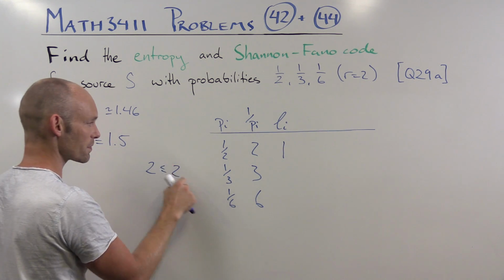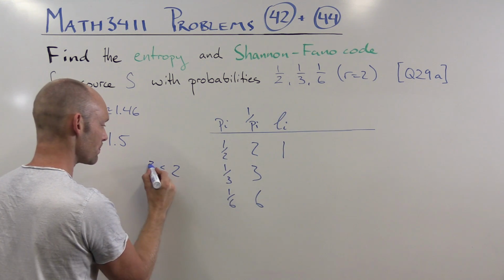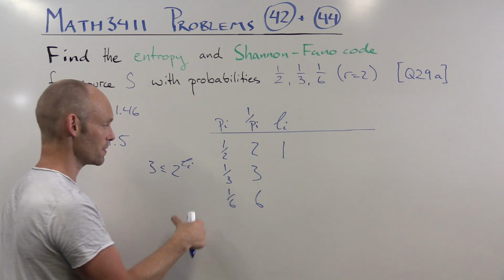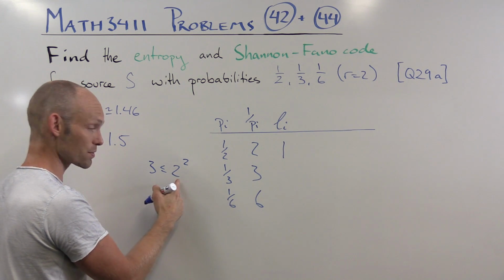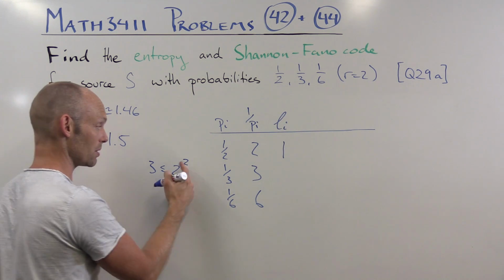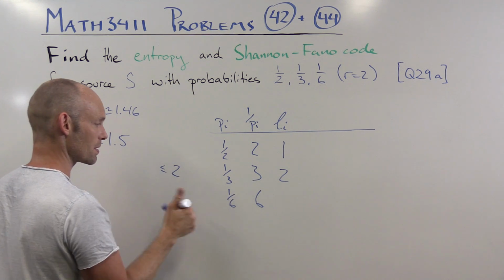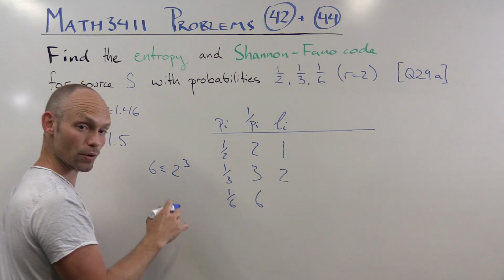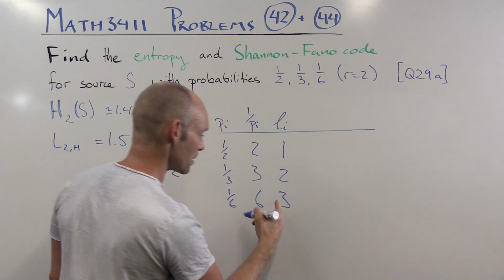Next, if we want to find the length for the second one, we have to do the same thing, except instead of 2, we have 3. So 3 is less than or equal to 2 to the power of something, and the smallest something is just 2. So we have 3 is less than or equal to 4, and that works with the exponent 2. Finally, we have 6 is less than or equal to 2 to the power of 3 or anything above, so the smallest power there is just 3, and there we go.